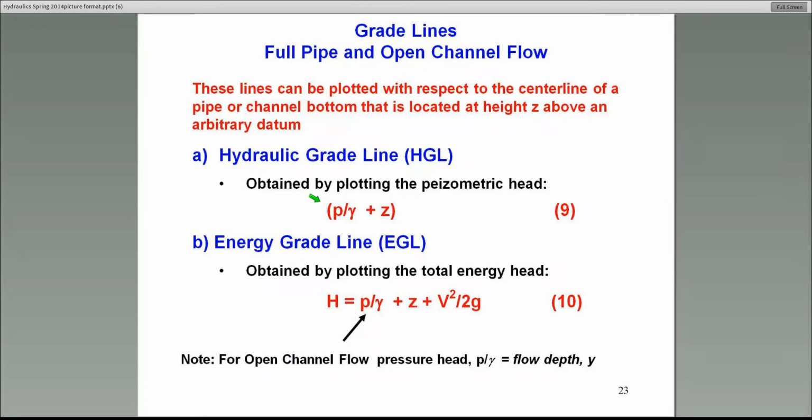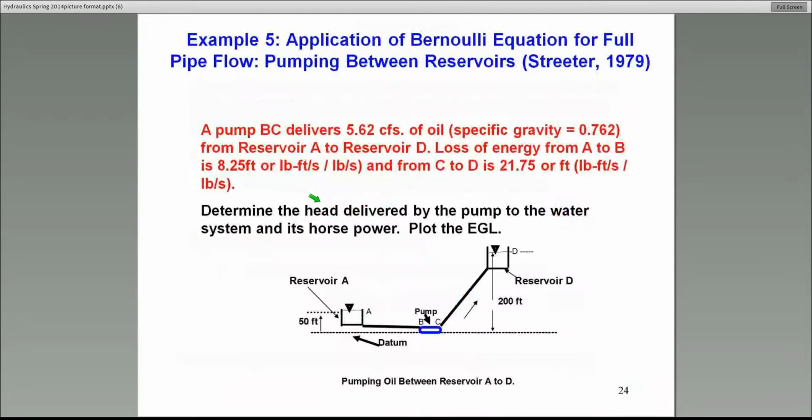Okay, so if you take a boat and ride along a river system, you're riding along the HGL. You can't do that in a pipe system because the pipe system is under pressure.